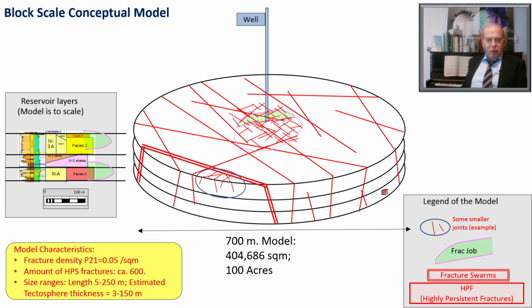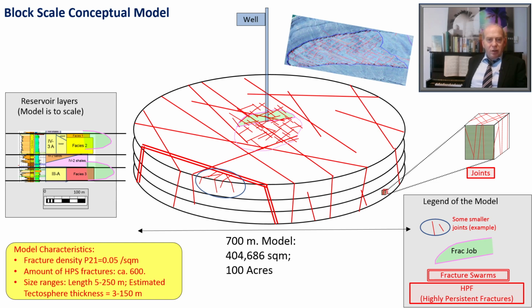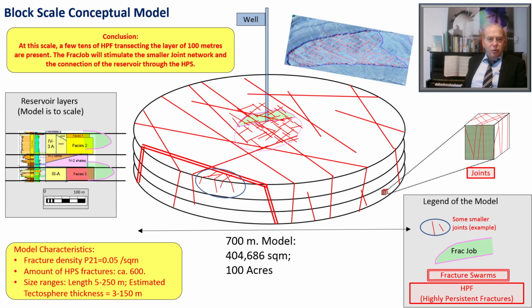Of course, we have to imagine the scale difference between the core scale, small scale model with the small scale joints, which transfer the hydrocarbons to the larger scale joint network. Important to understand that the fracture density is of course quite low for the larger scale fractures, but there is a number of highly persistent fractures that transect the different reservoir layers. In this sort of model, we should expect around 600 to be present. It permits basically that the different reservoir layers can communicate between each other in a vertical scale.